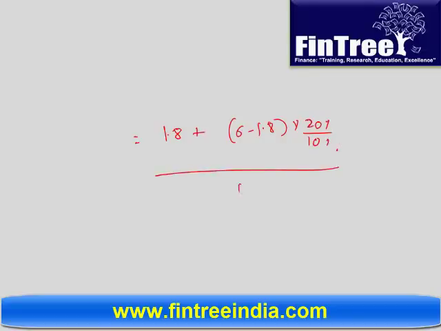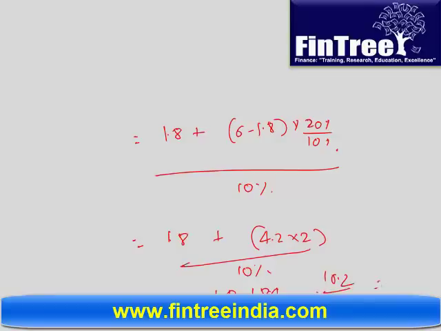Okay, in case if you haven't got the answer, dividend is 1.8 plus 6 minus 1.8 into 20% divided by 10%. The whole number divided by 10% again. 1.8 plus 4.2 into 2 divided by 10%. 1.8 plus 8.4 divided by 10%. 10.2 divided by 10%. That's 102. Are we good to move? Next question.